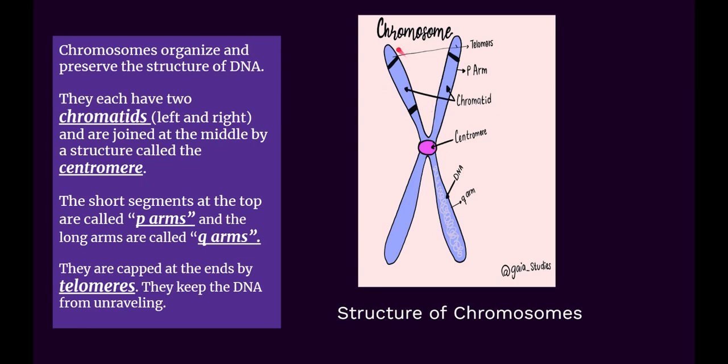They are capped on the ends with telomeres. It's like the aglet on a shoelace. An aglet is that little thing that keeps the shoelace from unraveling. And if you've ever lost an aglet, you know that everything gets frayed and lost. So they preserve the integrity of the chromosome.